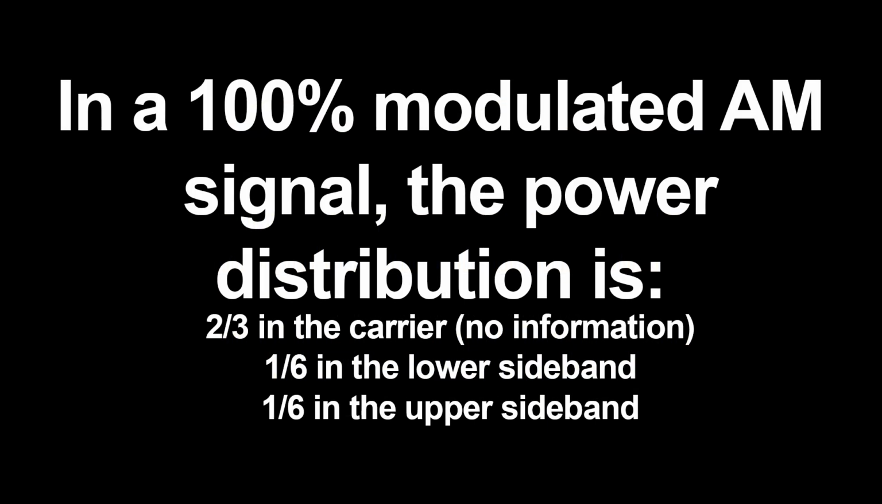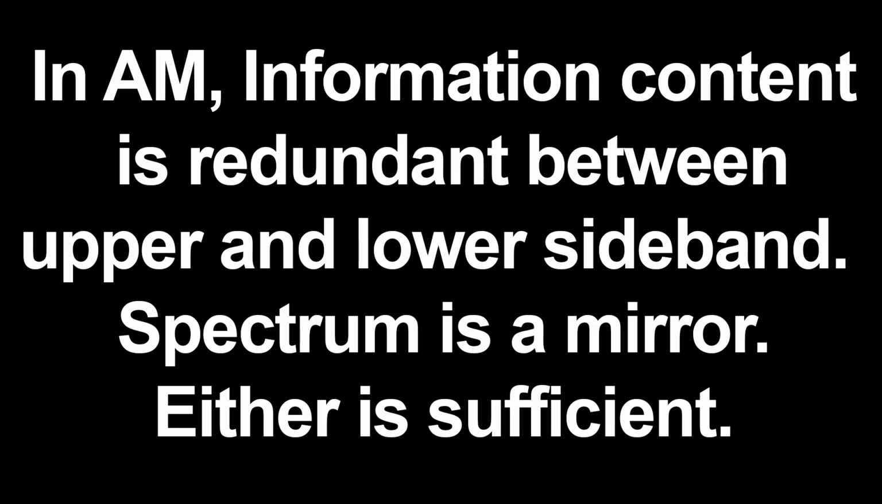In a 100% modulated AM signal, the power distribution is 2/3 in the carrier, and we need to remind ourselves that there's no information in the carrier. And what remains is 1/6 in the lower sideband and 1/6 in the upper sideband. In amplitude modulation, information content is redundant between upper and lower sideband. The spectrum is a mirror, and either is sufficient.